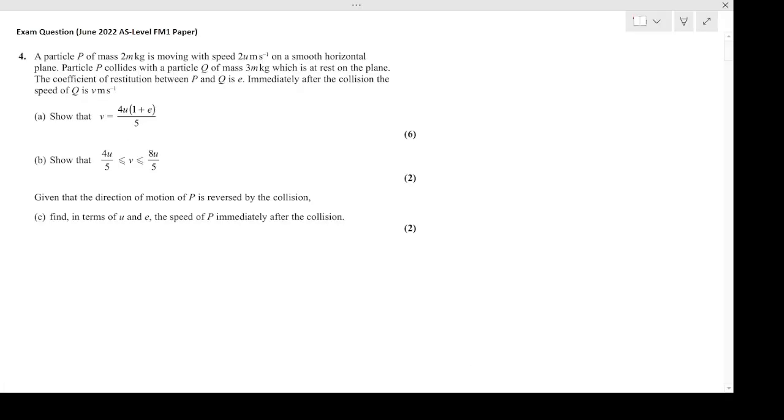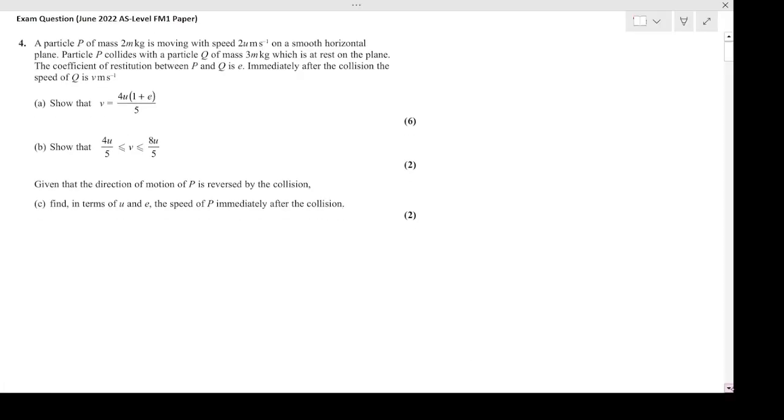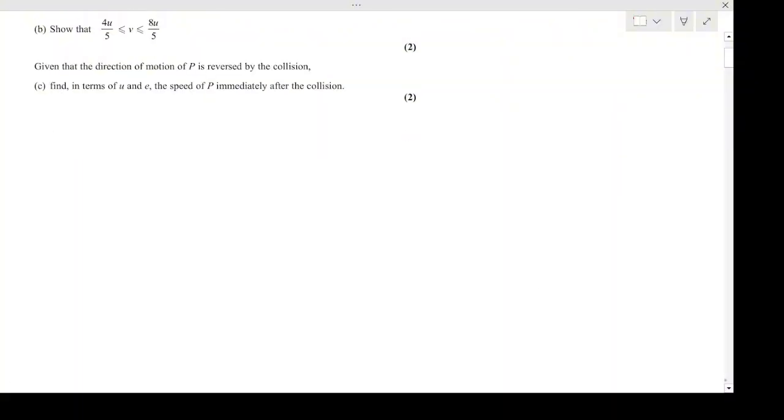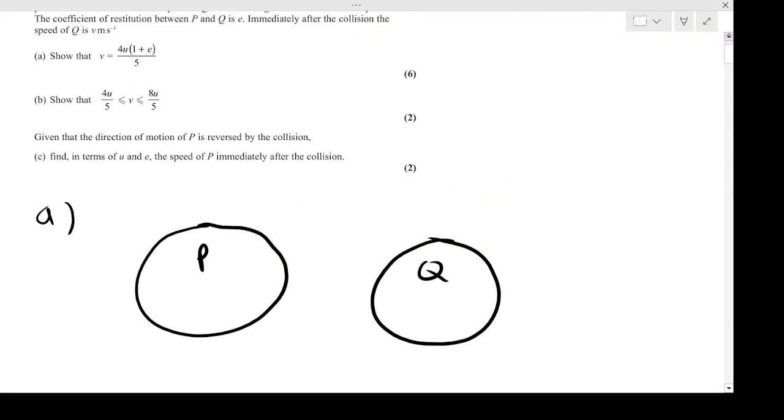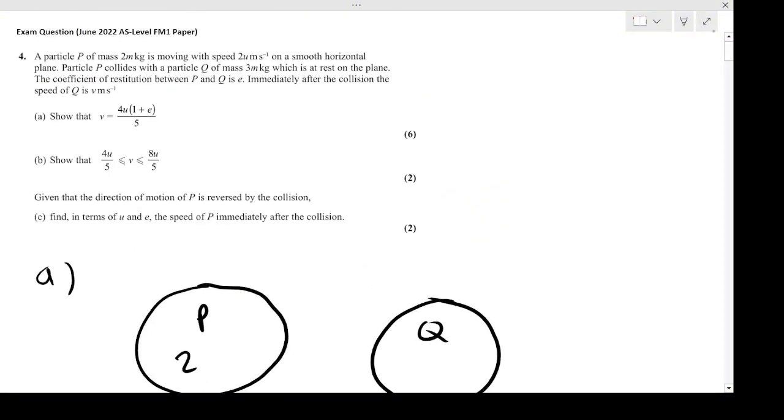Now, let's not be too bogged down, because we're just going to be doing the exact same method we've been doing all this time. So, firstly, we draw our two particles. So, we have P and Q. And so, the masses: P has mass 2m and Q has mass 3m.